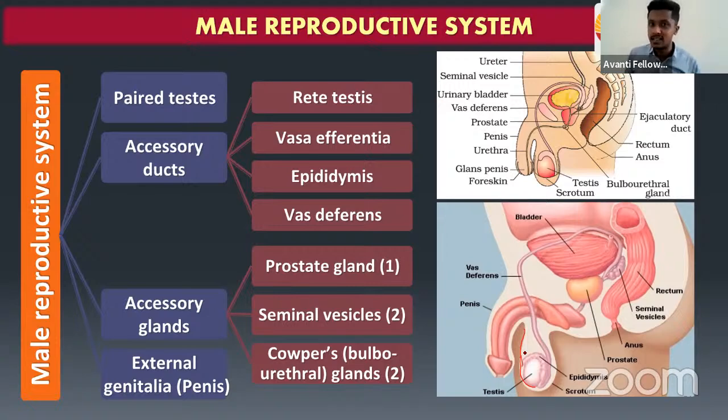The reason why the testis is in the outside sac called the scrotum is because it maintains a temperature around 2 to 3 degrees Celsius lesser than the body temperature, which is essential for spermatogenesis.